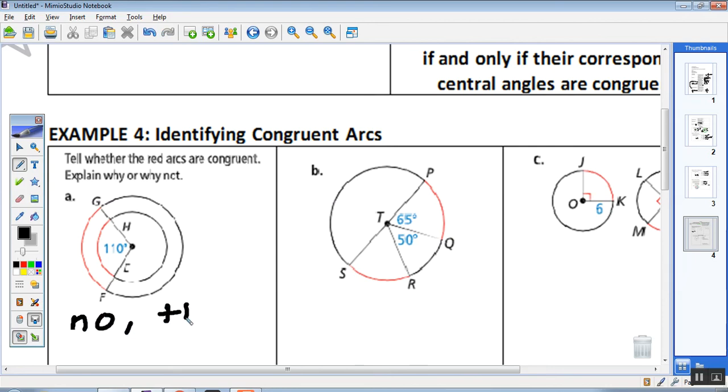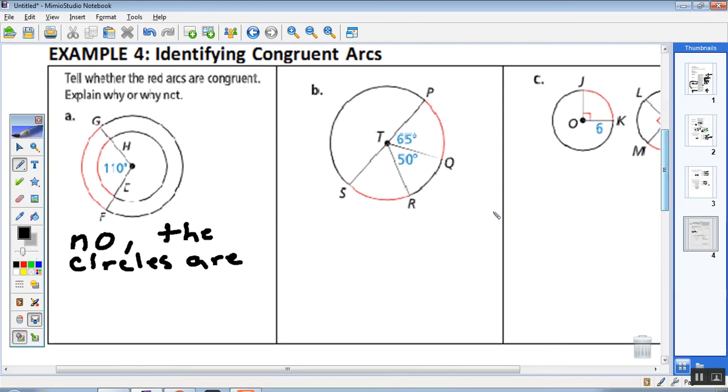because I'm just going to say the circles aren't the same size. Is it okay if I say the circles are not congruent? Are you guys okay with that? And guys, think of it this way. Could I take this inside red arc and lay it on the outside red arc and have them be exactly the same? Would this arc fall completely on this one right here, or would it be short? It'd be a little bit short, wouldn't it?